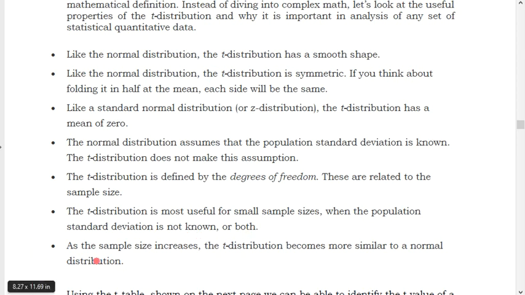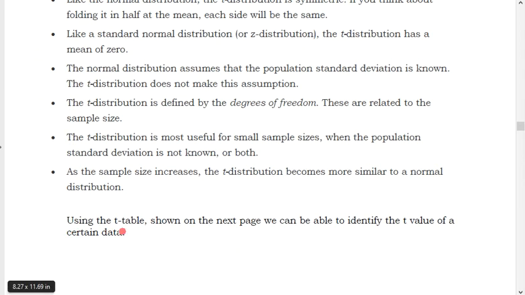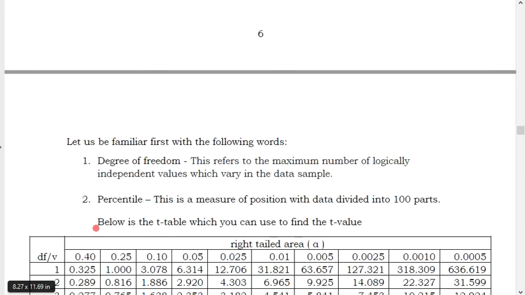As the sample size increases, the t-distribution becomes more similar to a normal distribution. So, dahil nga, pag lumalaki na yung sample size, mas nakikita natin na similar na siya sa normal distribution. Actually, almost similar naman talaga yung kanilang mga properties. Using the t-table shown on the next page, we are able to identify the t-value of a certain data.